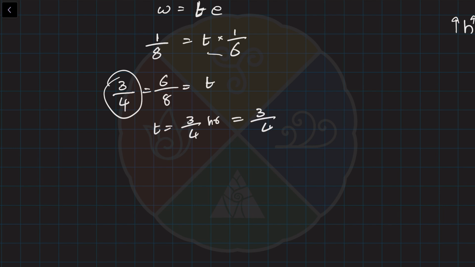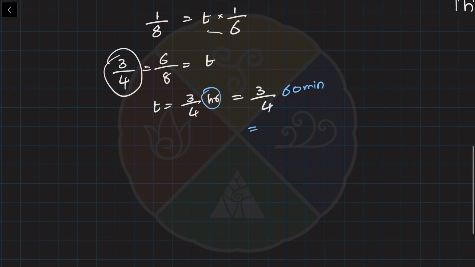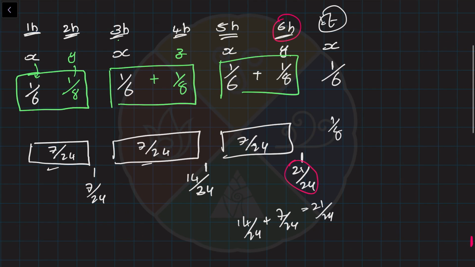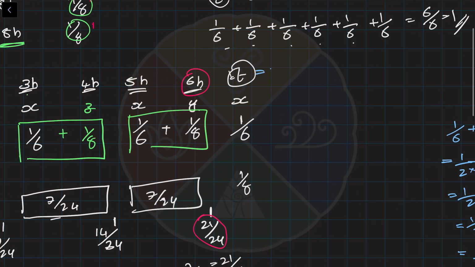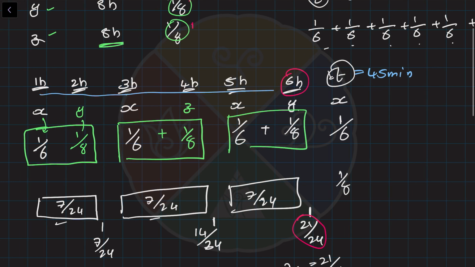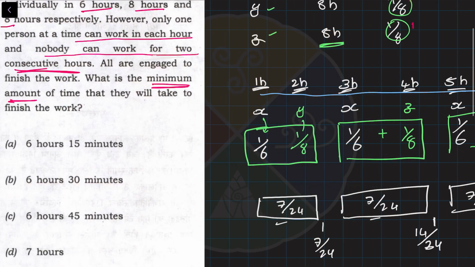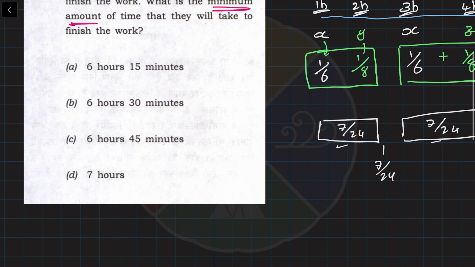I'll convert that into minutes. Simply, 1 hour is equal to 60 minutes. Okay, if you do it, you will find it is 15 into 3, 45 minutes. So X only needs 45 minutes to finish the work. So the time required will be 45 minutes. So how much is the total time? 6 hours and then another 45 minutes. 6 hours, 45 minutes. Answer is C.